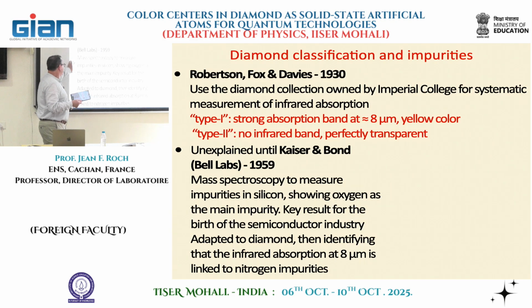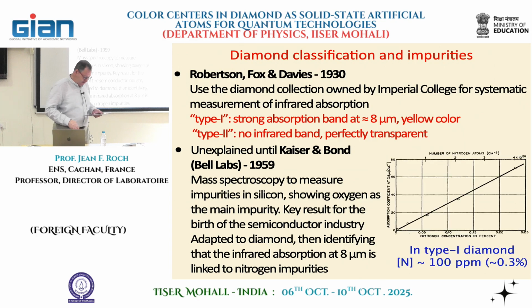They then decided to apply the same technique to diamond. So somehow it's reproducing the Lavoisier experiment, but now being able to analyze the content of the gas that is released by the destruction of the diamond. And then they identified that the infrared absorption at 8 micrometer was linked to nitrogen. And they could even measure that very accurately. So this is their result.